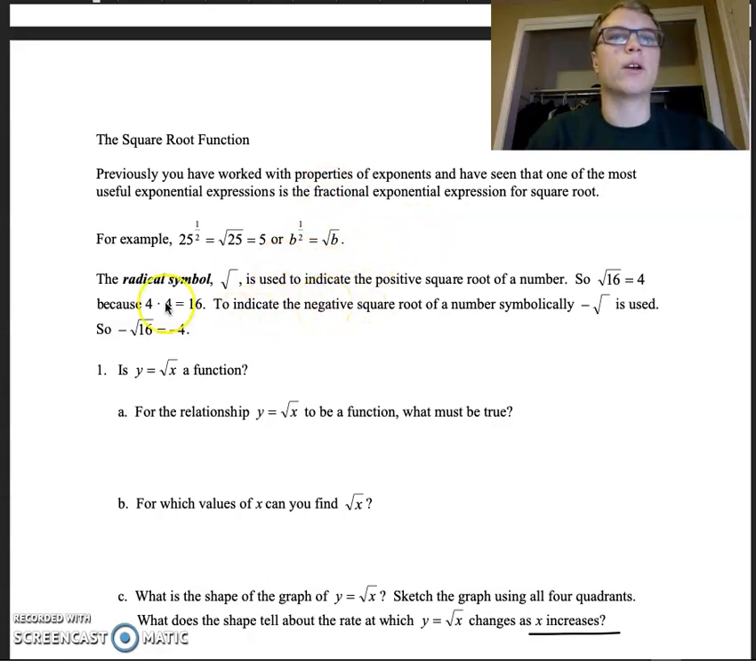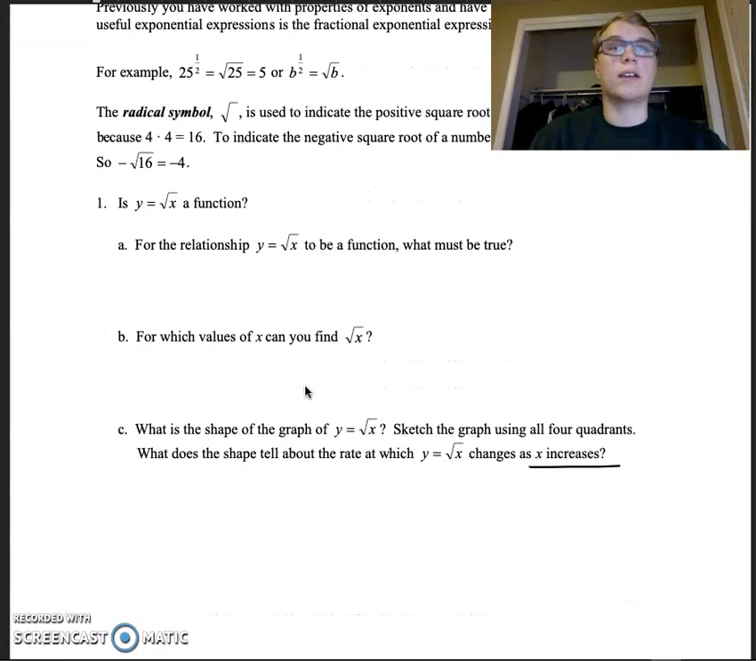When we have a square root, we're only looking at the positive square root of the number. In this case, the square root of 16 equals 4. We're not looking at negative 4. So just the positive ones. If we needed the negative, then we'd have a negative in front of the radical symbol. That takes us to this next question: is y equal to the square root of x a function?